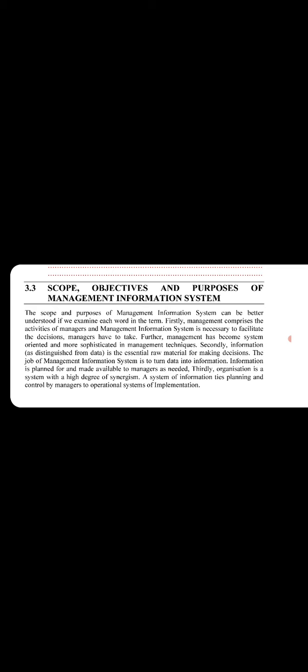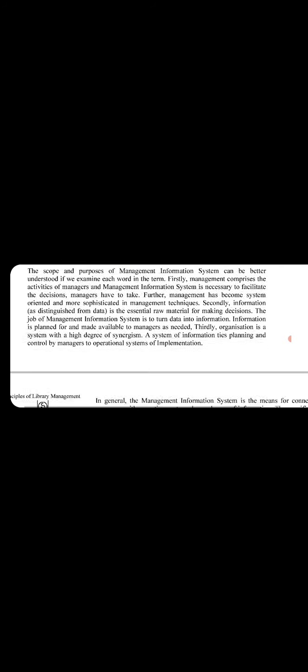Secondly, information as distinguished from data is the essential raw material for making decisions. So the job of management information system is to turn data into information. Information is planned for and made available to managers as needed. Thirdly, organization is a system with a high degree of synergy.